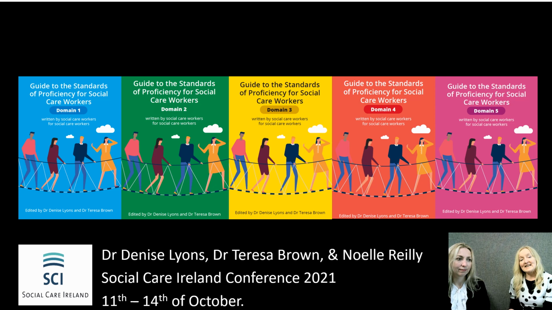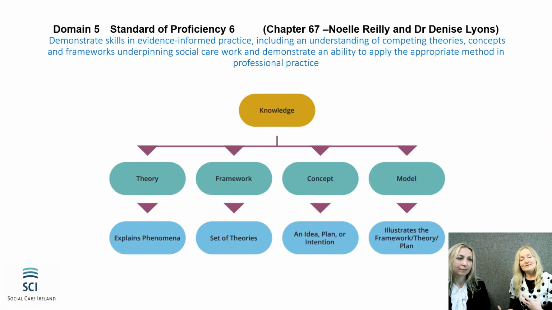But we're just going to focus a little bit on one of those chapters that myself and Noelle Riley wrote together, which is chapter 67. It's in Domain 5, which is the purple book if you're going to download it, and it's Domain 5 Standard of Proficiency 6. Now what that standard of proficiency is asking us is that we can demonstrate the skills in evidence-informed practice.